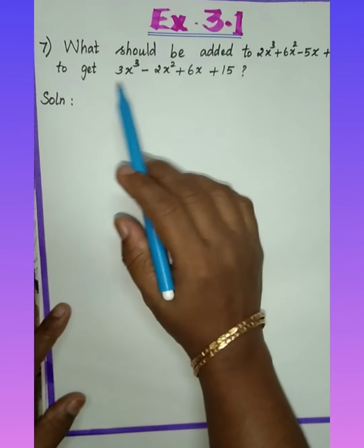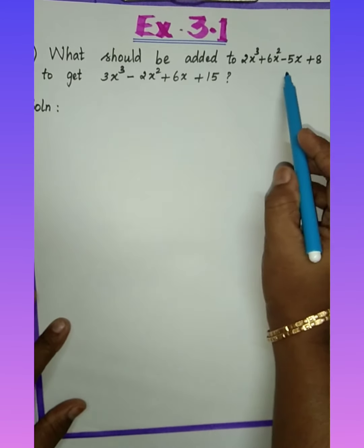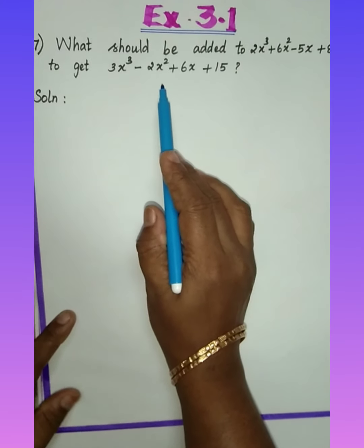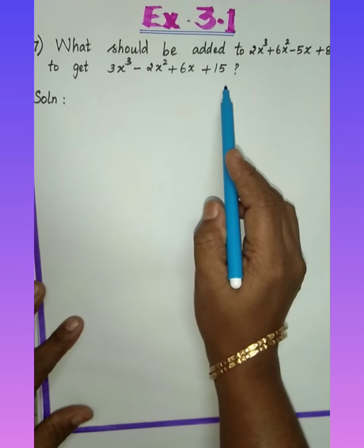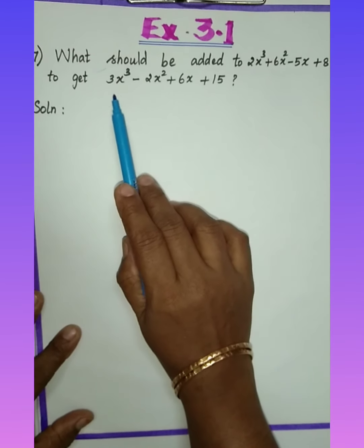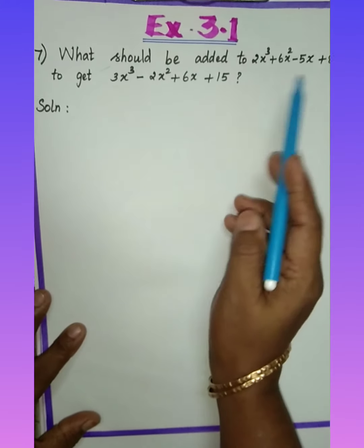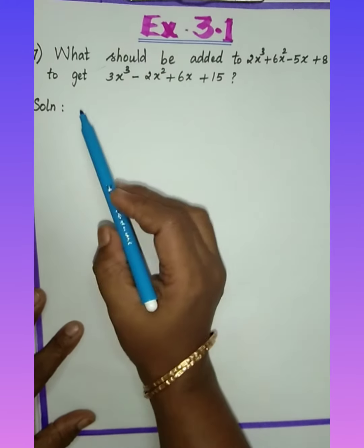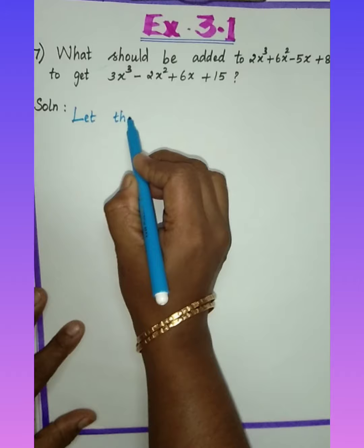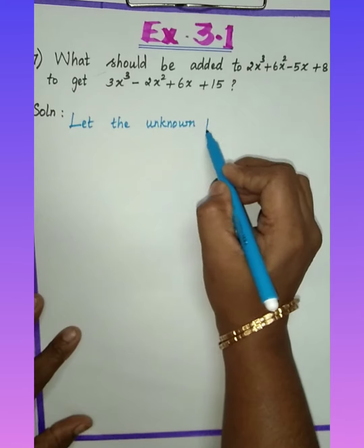Seventh problem. What should be added to 2x cube plus 6x square minus 5x plus 8 to get 3x power 3 minus 2x square plus 6x plus 15? So what should be added with this to get the answer as 3x power 3 minus 2x square plus 6x plus 15. These two are polynomials and one more polynomial we have to find out. So we can write, let the unknown polynomial be P of x.